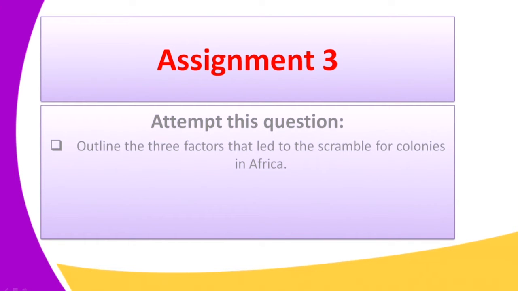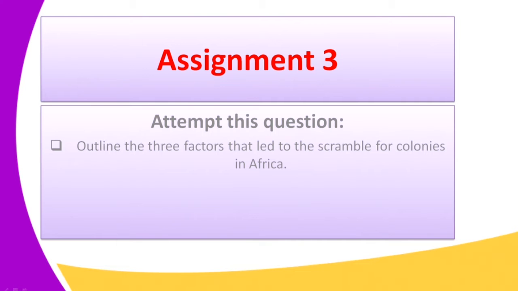So these factors that led to the scramble for colonies in Africa: the first was to acquire raw materials. We said that in Europe there was the Industrial Revolution, and the Industrial Revolution created a need for raw materials. And these raw materials were to be extracted from the colonies in Africa. And therefore, they had to come and scramble to take these colonies.